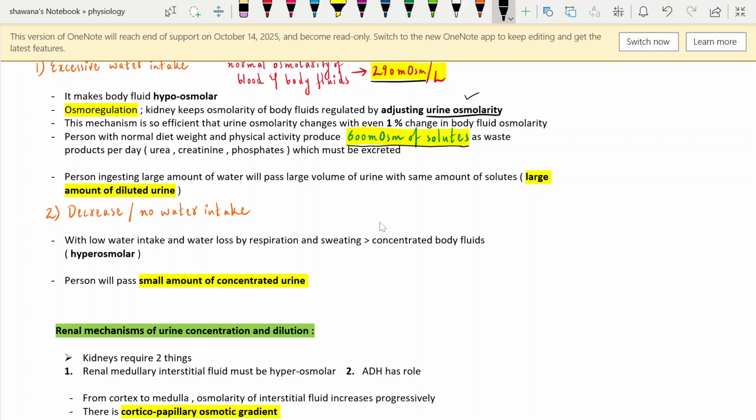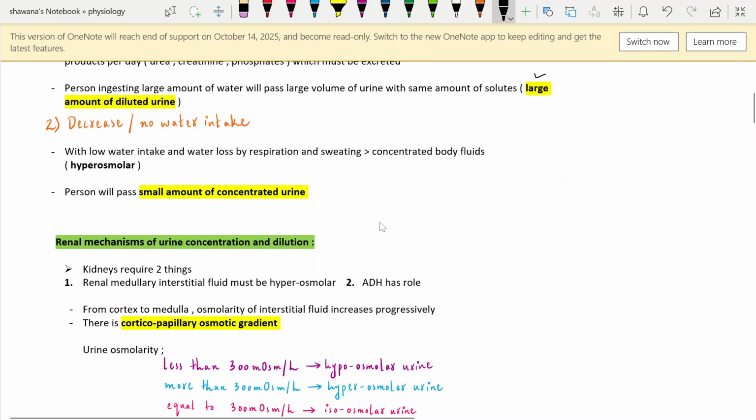And when a person has a large water intake, it means that he is going to produce a large amount of diluted urine, right? There is no debate about it. And when there is decreased or no water intake, it means that the person is still losing water by respiration and sweating, and there is a danger of concentration of the body fluids.